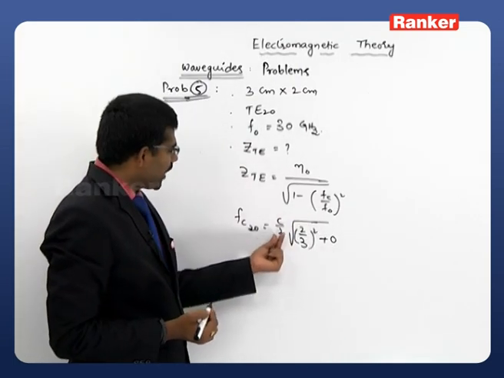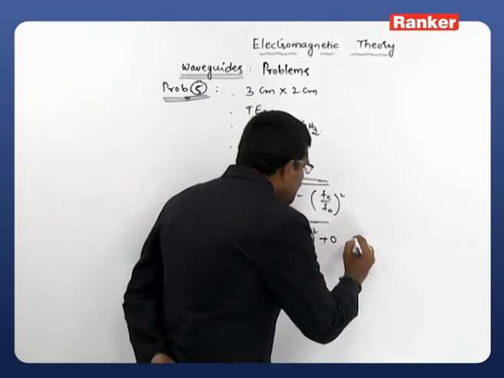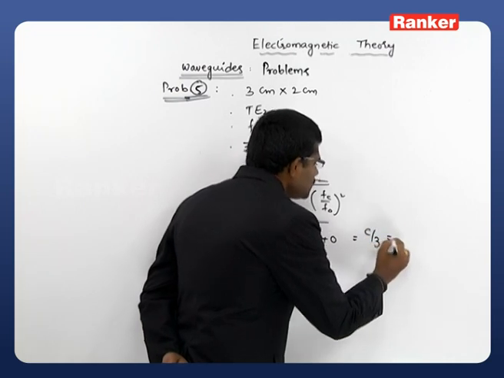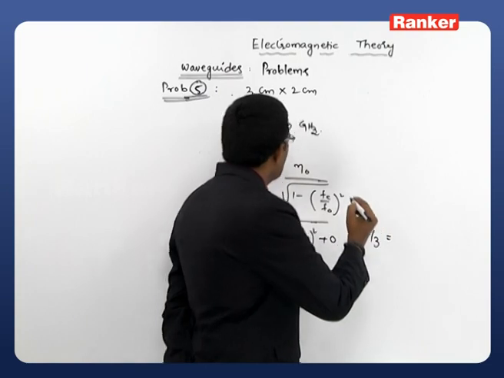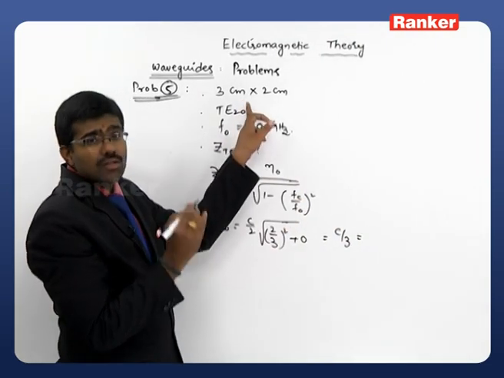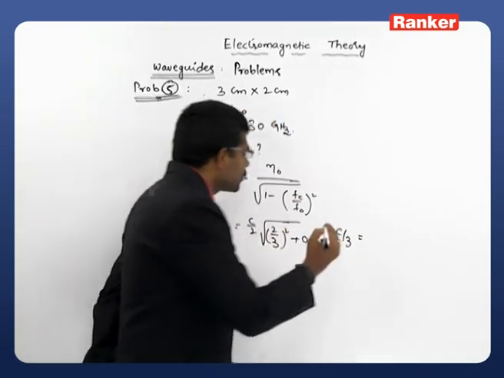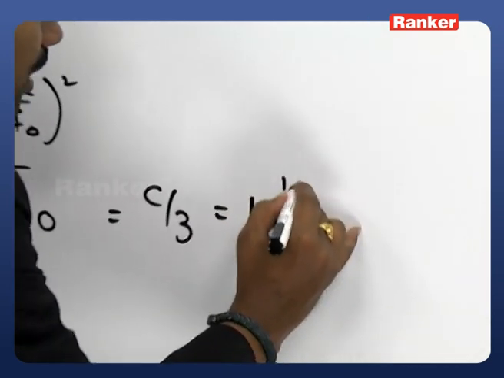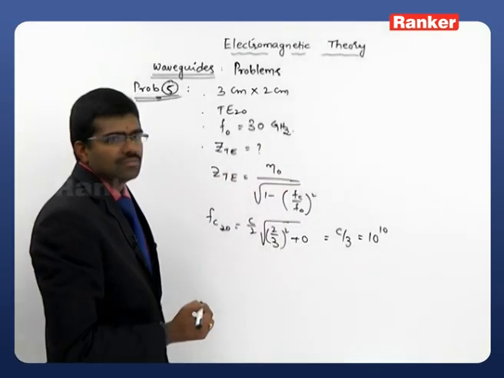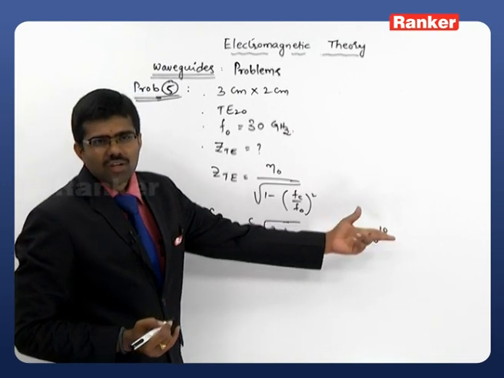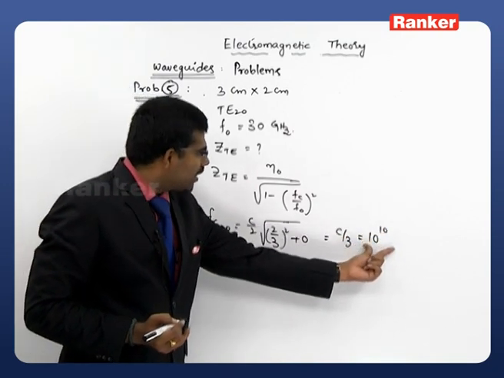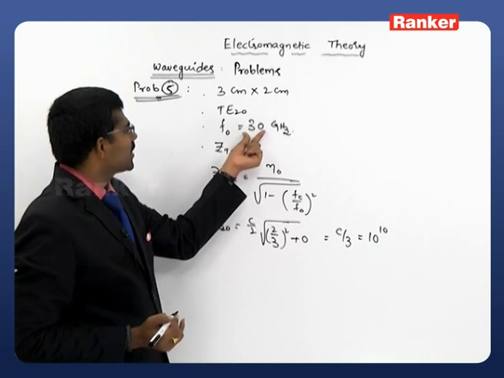So 2 will be cancelled, it simply becomes c by 3. C is nothing but the velocity of light, which is equals to 3 into 10 power. Here the dimensions are given in centimeter, so 10 power 10 I am considering. So the answer left for us is 10 power 10 Hz. So the cutoff frequency is 10 power 10 Hz, which is 10 GHz. The cutoff frequency is 10 gigahertz and the operating frequency is 30 gigahertz.